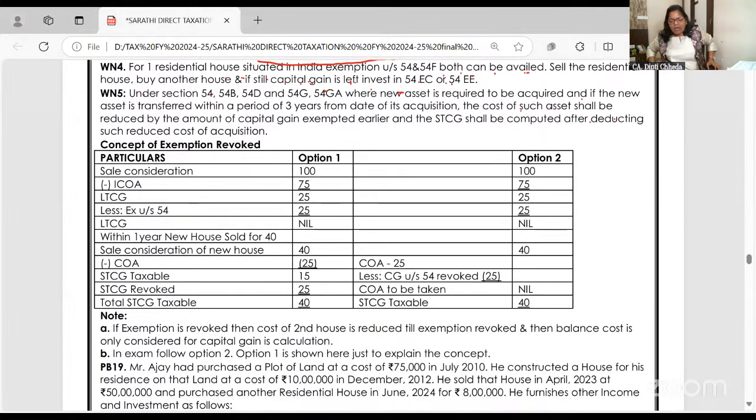Now I think is the right time to introduce revocation so that we can combine a good number of problems. Most problems are with revocation. What is revocation? You've sold the house, you've purchased the house, and this new house also you sold.